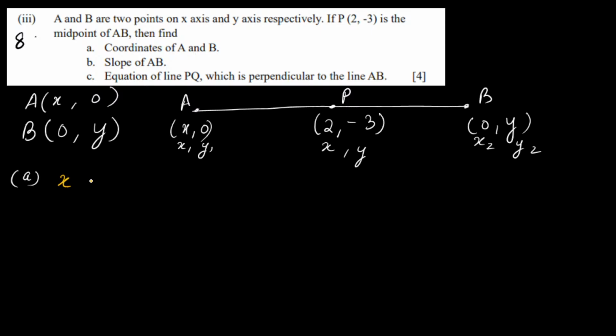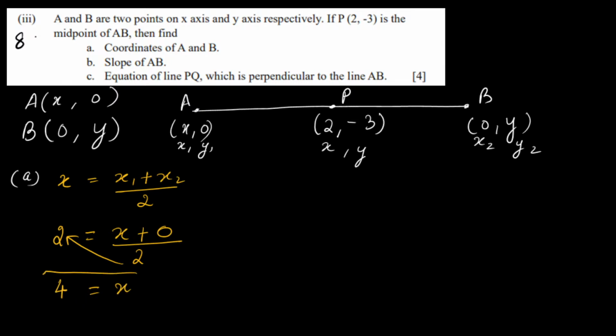So the midpoint formula for x is x equals x1 plus x2 by 2. The x value is already given to us as 2. x1 is x, x2 is 0, divided by 2. So we can find the value. 2 will shift to the other side. 2 into 2 is 4. 4 is equal to x plus 0. x plus 0 is x. So we found the value of x, which means we found the coordinates of A. So A's coordinates are 4 comma 0.